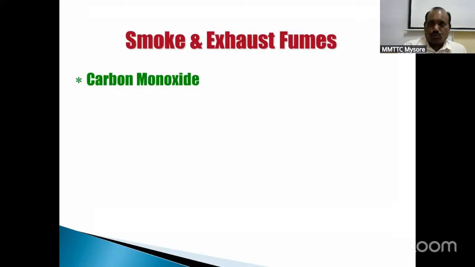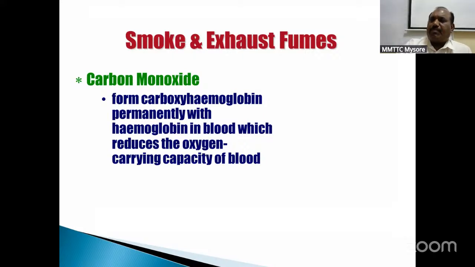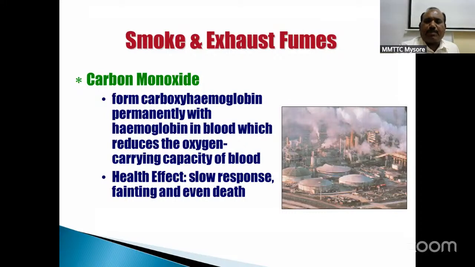Smoke and exhaust: all automobile engines always emit smoke and exhaust fumes. That means increasing carbon monoxide. If the carbon monoxide concentration increases, carboxyhemoglobin forms with the hemoglobin in the blood, which reduces the oxygen carrying capacity of the blood. Health effects show slow responses, fainting, and if the carbon monoxide level is high, it even leads to death. You experience this. With less oxygen and more carbon monoxide, it leads to death because carbon monoxide enters the hemoglobin and replaces the oxygen, forming carboxyhemoglobin.